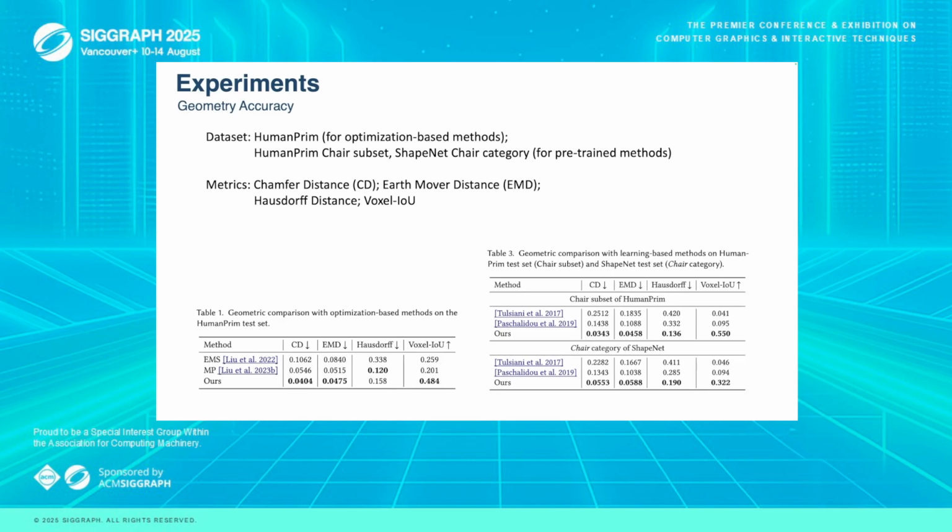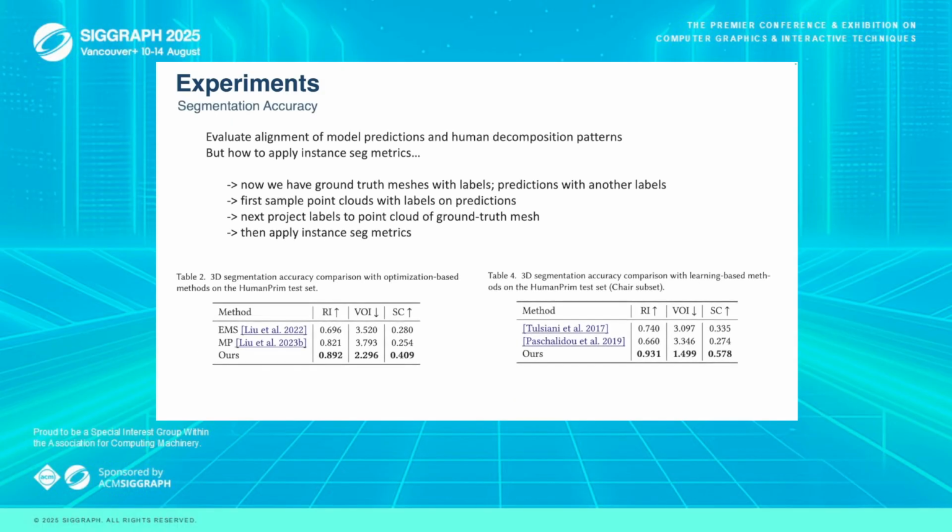In terms of quantitative metrics, we tested on our proposed HumanPrim dataset and ShapeNet, comparing with both optimization-based methods and early category pre-trained methods across 4 3D geometry metrics. The results clearly demonstrate the superiority of our method. Beyond geometry, we also tested segmentation metrics to evaluate the alignment between predictions and human perception. We sample point clouds from predictions and project them onto ground truth meshes, then calculate instance segmentation metrics. The result shows our method has considerable advantages.